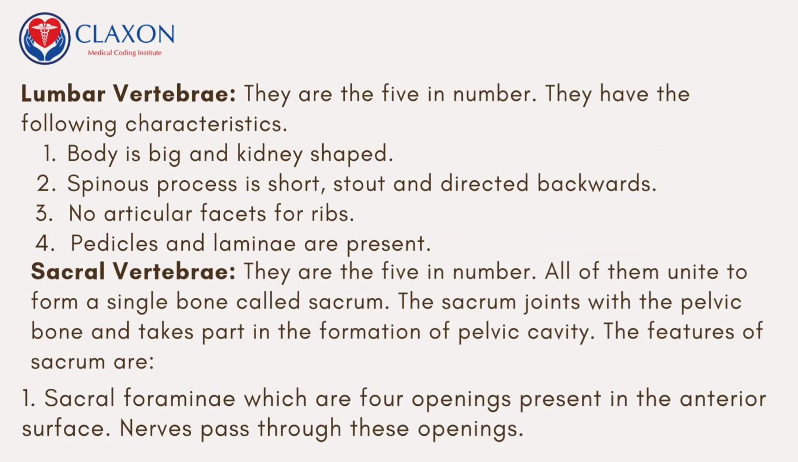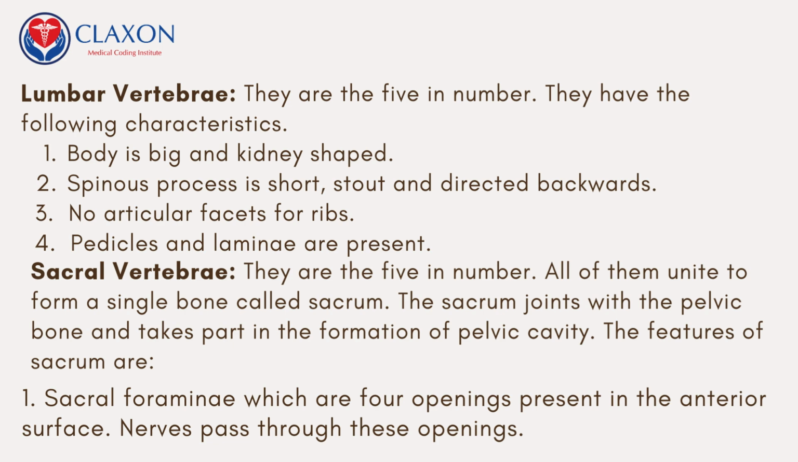Lumbar vertebrae, they are 5 in number. They have the following characteristics. Body is big and kidney-shaped. Spinous process is short, stout and directed backwards. No articular facets for ribs. Pedicles and laminae are present.